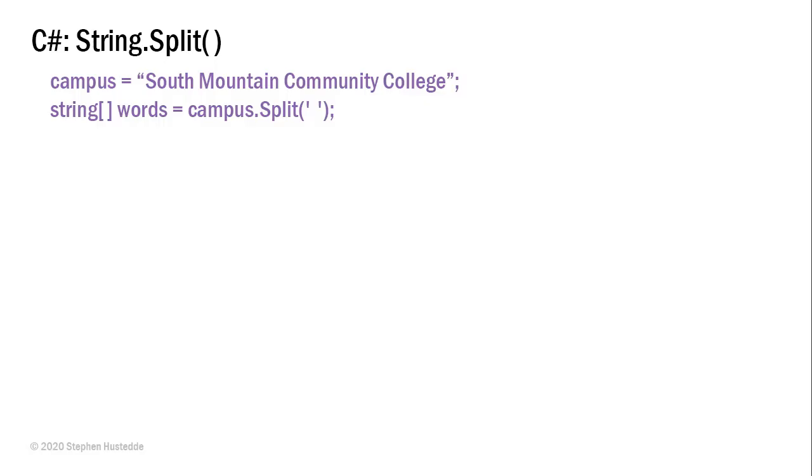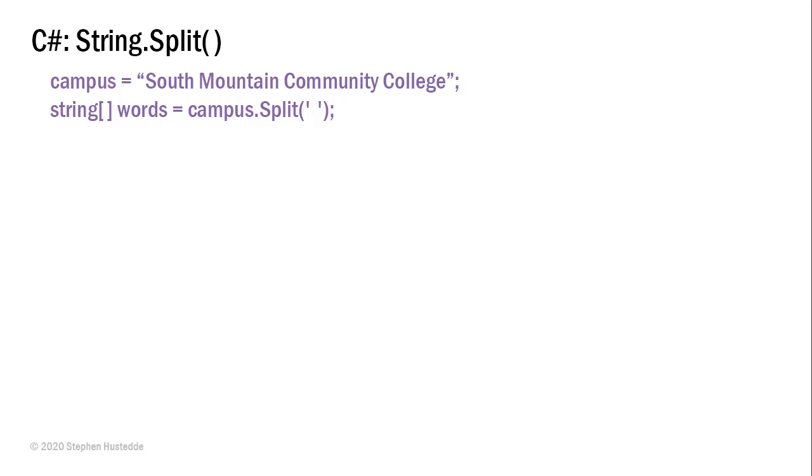The split method of the string class is really useful for working with data that's in a string that is separated by a particular character. So it might be tab-delimited data or comma-delimited data. So here's an example where I have campus as a string variable equals South Mountain Community College. And each of those words are separated by a space.